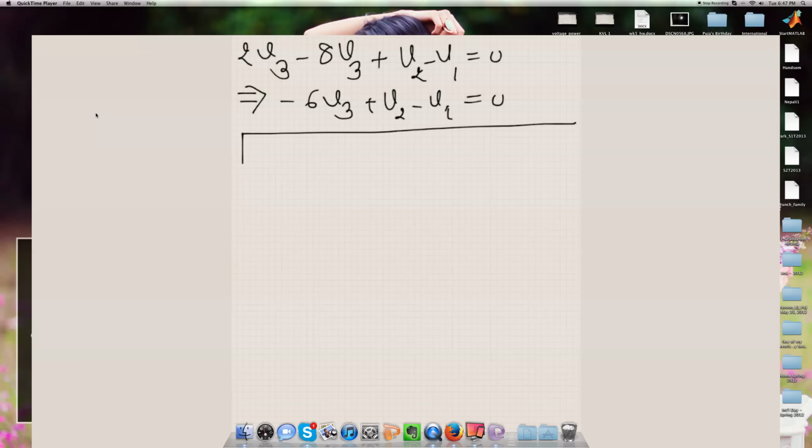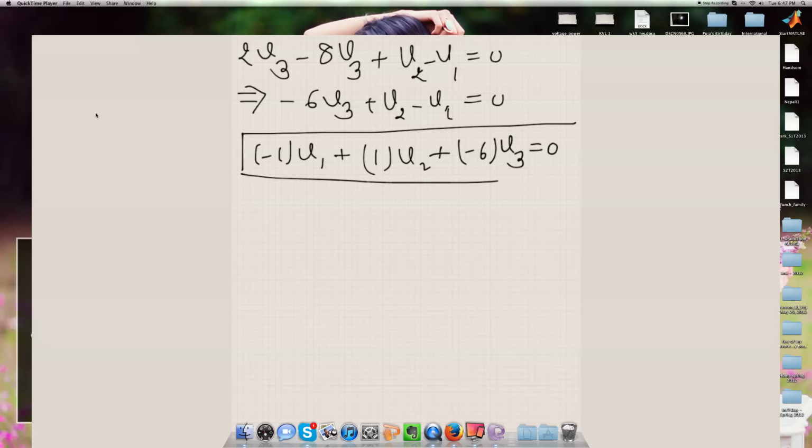Namely, we have minus 1 V sub 1 and 1 of V sub 2. Hang on just a sec. We will clean a little bit here. Okay, so that will do it. So let's go back. So we have minus 6 of V sub 3 equals 0. So this is the third box, ready to go to the matrix.